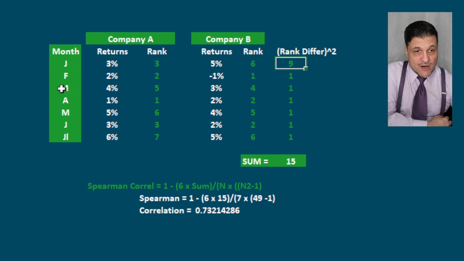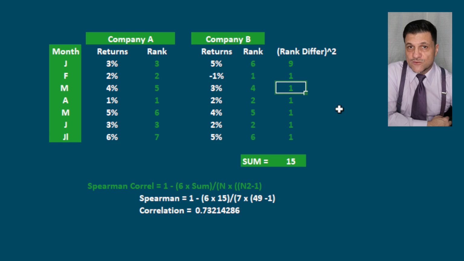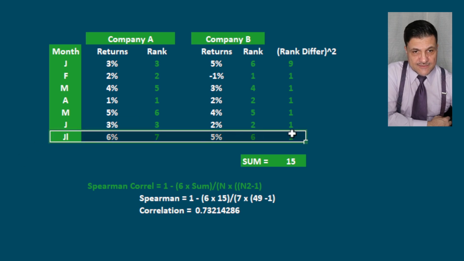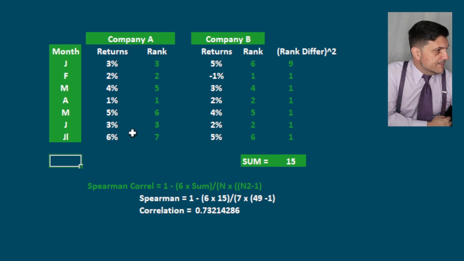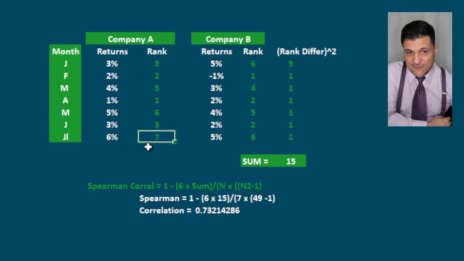Same deal here, March. The return of company A ranks in 5th place. The return of company B ranks on 4th place. 5 minus 4 is 1, 1 squared is 1. Last one, just to emphasize the example. In July, the company A return was number 7 in the ranking. In company B, it was number 6 in the ranking. The difference in rankings is 1, 1 squared is 1.